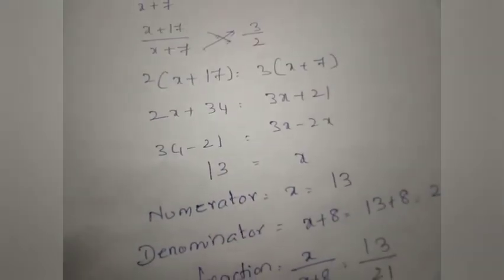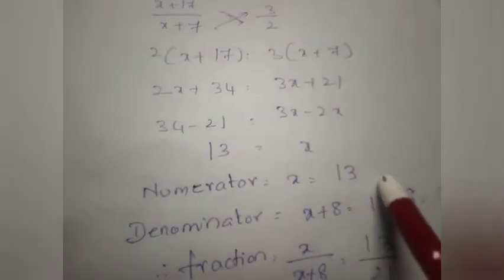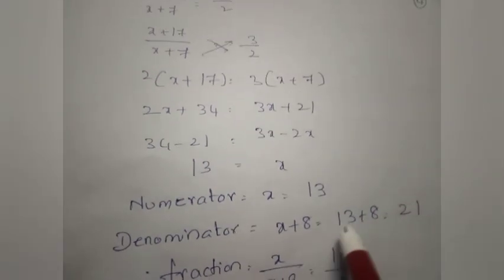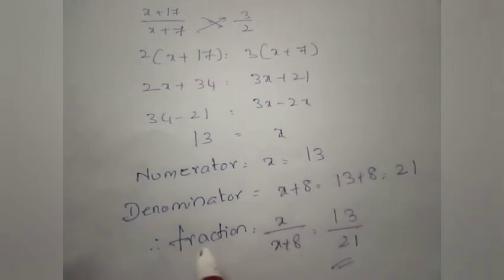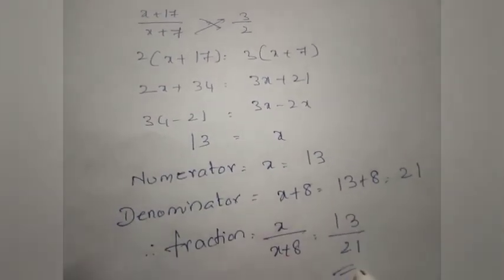What is the value of x? That is the numerator. So the numerator x is equal to 13. What is the denominator? x plus 8. So 13 plus 8 is 21. Therefore, the required fraction is equal to x by x plus 8. That is 13 by 21, which is our solution.